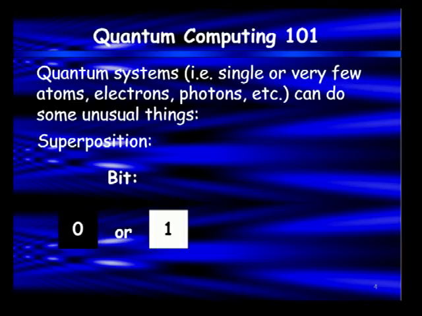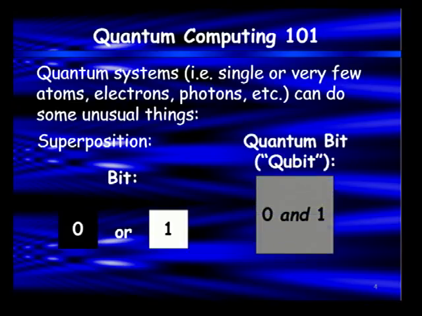Well, quantum mechanics actually allows these small items to be in two states at once. Or in fact, more states at once, but we're going to, in this discussion, stick to two. So a quantum bit, or short qubit, can be both in 0 and 1 at the same time. So you can see how that could open up some possibilities that you wouldn't have otherwise had.